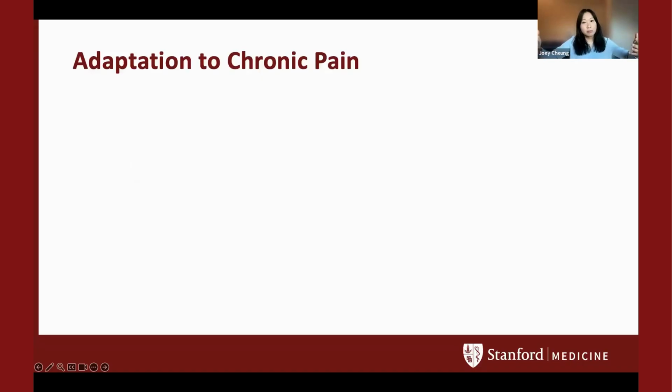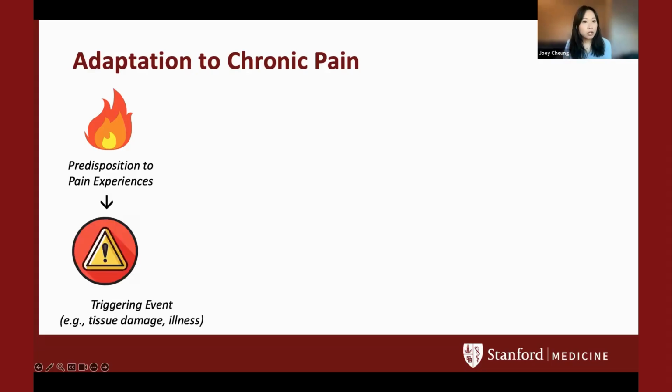And so if we were to take some of those building blocks of the biosocial model of DBT and adapt it to chronic pain, we might consider that for a lot of individuals, they have this genetic biological predisposition to certain pain experiences, something that makes it more likely for them to have a heightened experience with pain. That when they experience a triggering event, something like tissue damage or illness or trauma event, because of this increased vulnerability, it translates more into a sense of chronic pain.